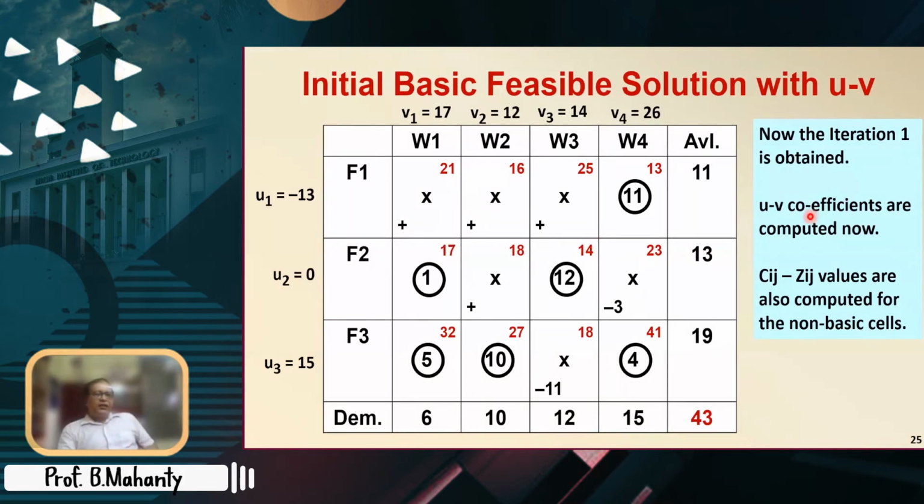So using that method, you find out which variable to enter and which variable to leave. After computing the UIs and VJs, this particular cell, F3W3, gives the most negative value. That means F3W3 is to enter. Now the question is which one to leave? That is found by finding the closure, which is like obtaining a fundamental circuit with the spanning tree edges.